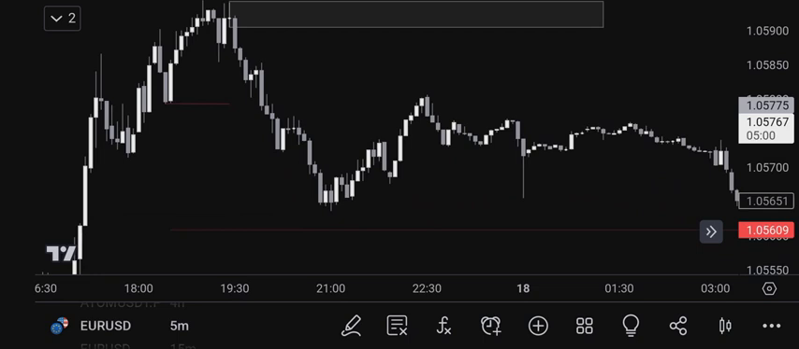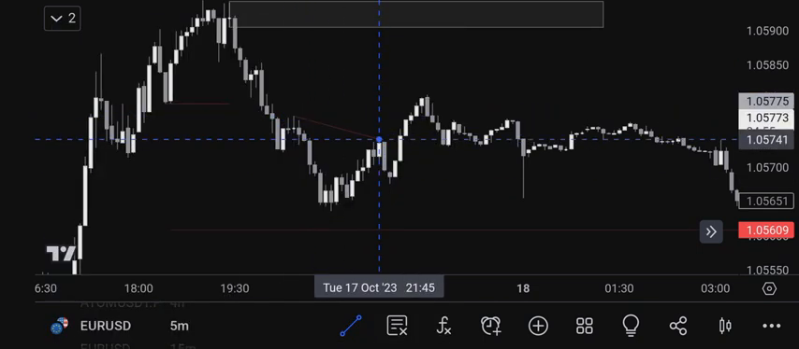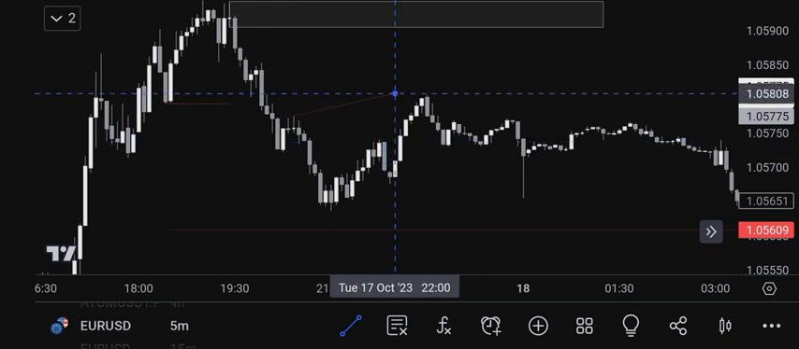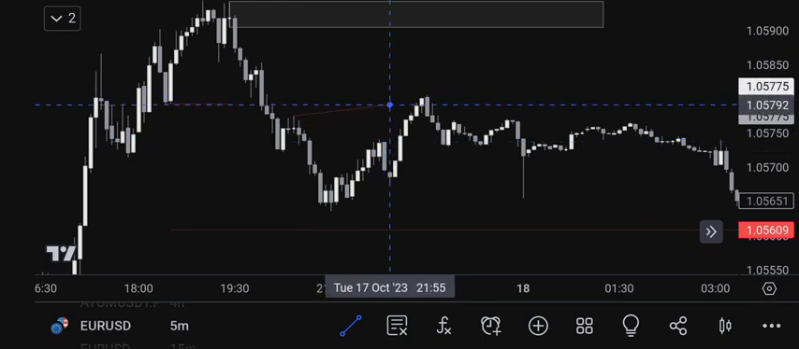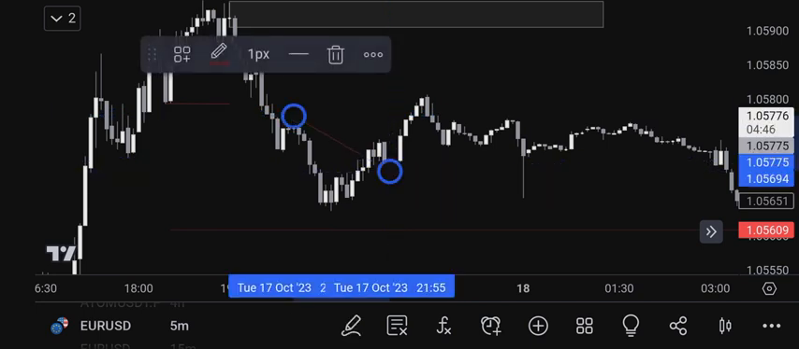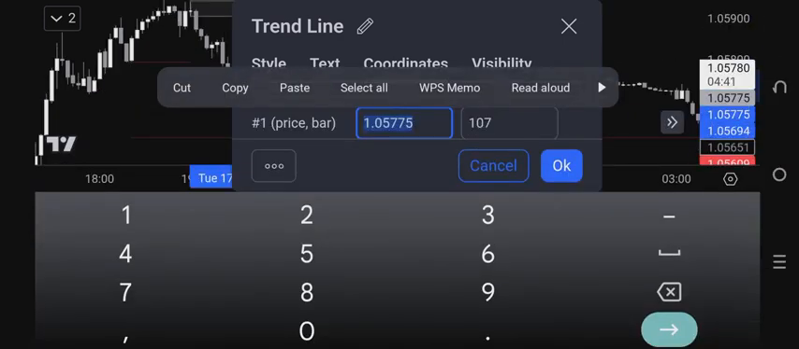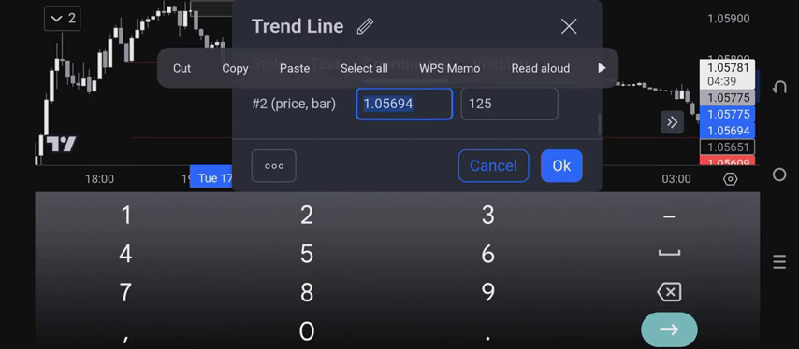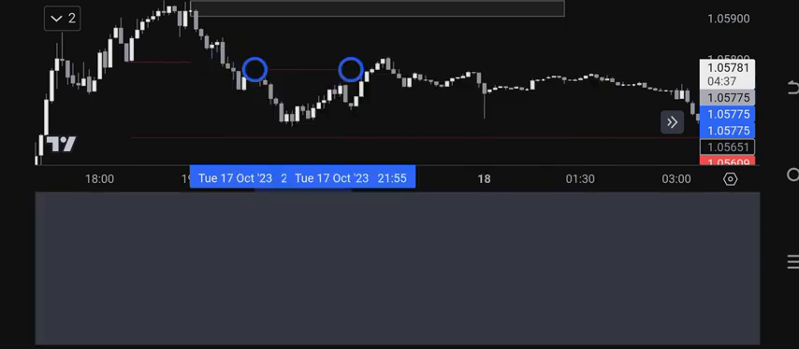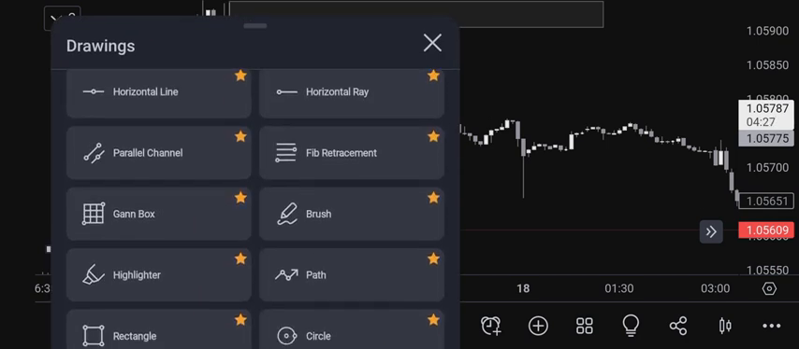So this is our inducement here. Price took out this high. Remember, if that high wasn't taken out, the inducement is not valid. So price took out this high, engineering liquidity, practically giving people the impression that there will be more buys in the market.